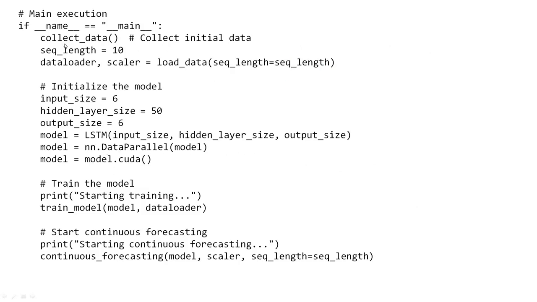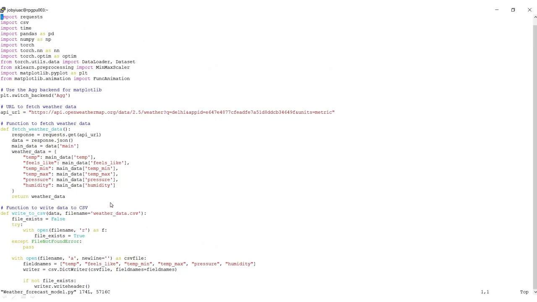The entire program looks like this. Collect the data, then you put a window or sequence length of 10 that is fed into load_data, and after that it goes through the LSTM layer to train and come out with a model, and the model is brought out here. And with respect to the model, you then simply forecast. So this is the entire program. You can see that it is the same program which we discussed.